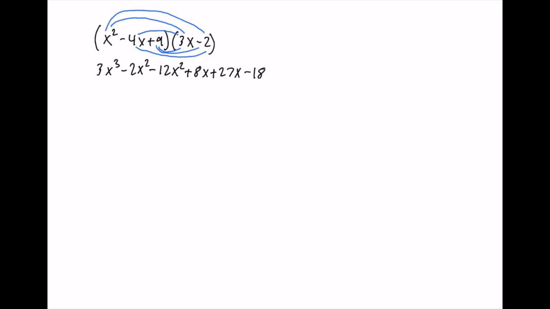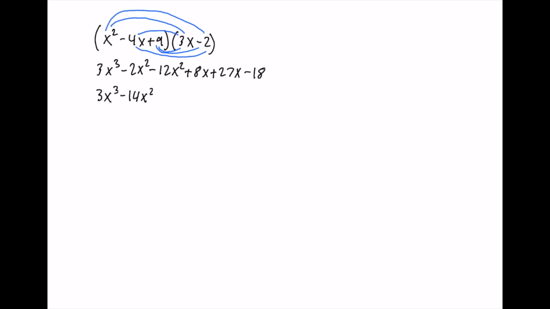Then again, we look at what terms can we combine. Combine like terms. So, x cubed, not another one of those. So that stays 3x cubed. So then we have an x squared here and an x squared here. These two can combine. So negative 2x squared minus 12x squared. That'll give us negative 14x squared.